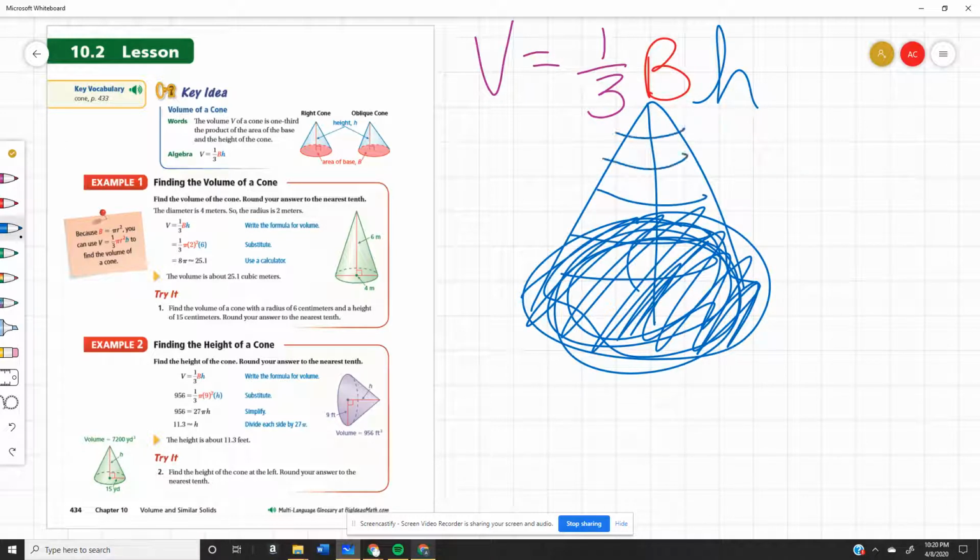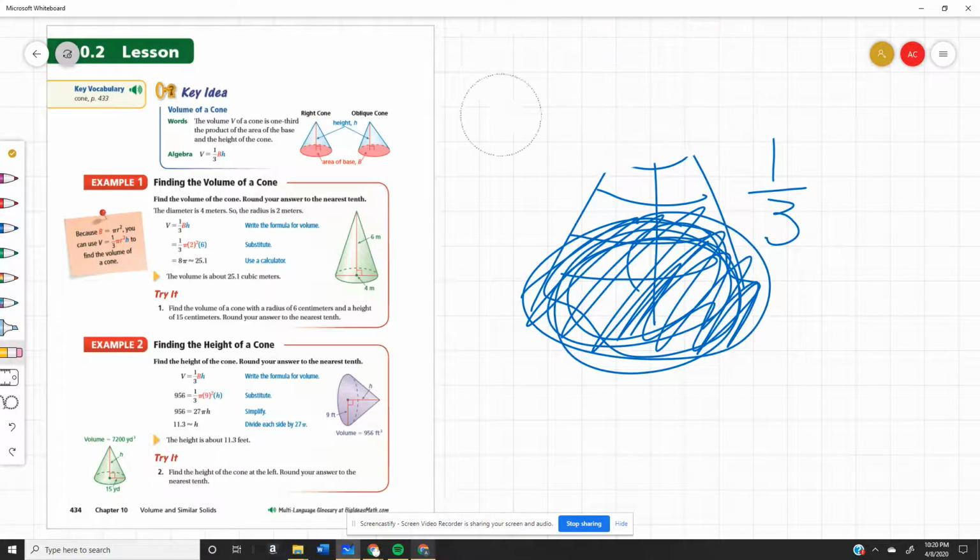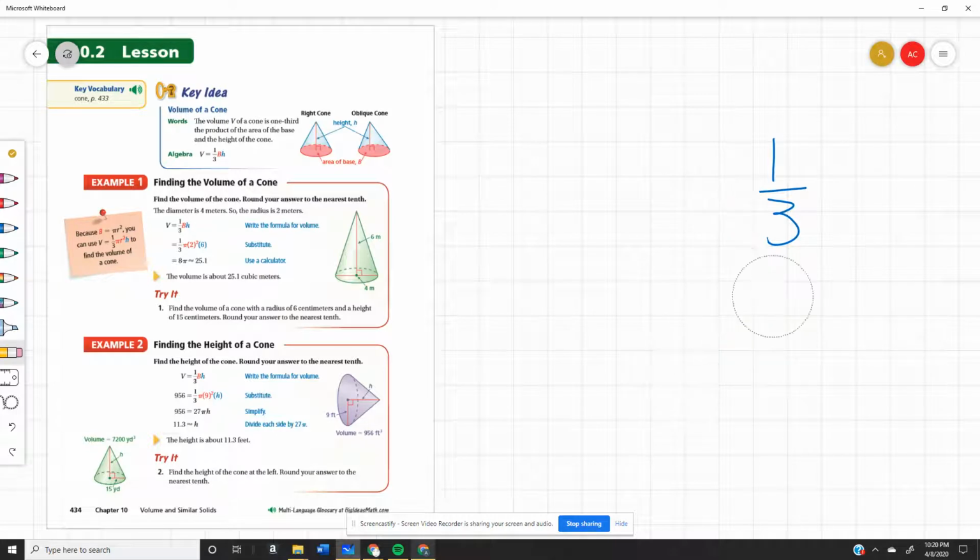Now, what's cool about a cone is we're going to multiply it by 1/3 because this cone is 1/3 of something. I'm not going to tell you quite yet what it's 1/3 of, but you need to know that this whole cone is 1/3 the volume of something else. Okay, so that's where the 1/3 comes in. It does come from someplace, and we'll talk about it. It's one of those things where I tell you in class, I don't want to give away the surprise before we get there.